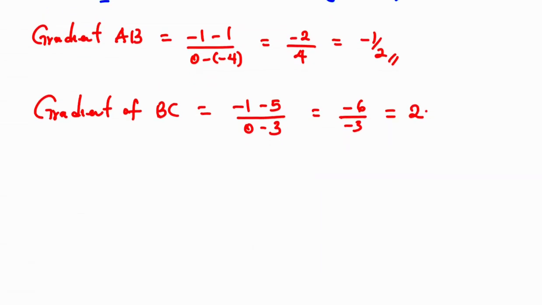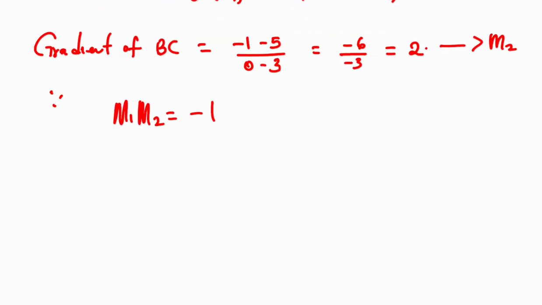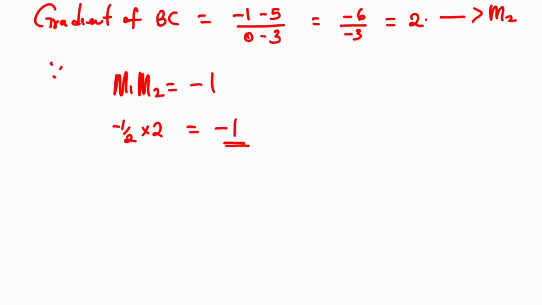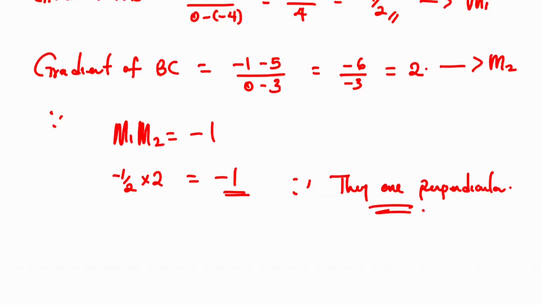equals 2. Now recall, since we want to show that they are perpendicular, it means that their product, if this is m1 and this is m2 for the gradients, then m1 m2 must be equal to minus 1. So let's check whether it equals minus 1. So I have minus 1 over 2 times 2. Now you see that it's equal to minus 1. So therefore, we've shown that they are perpendicular. Okay, so we're done with that particular aspect.